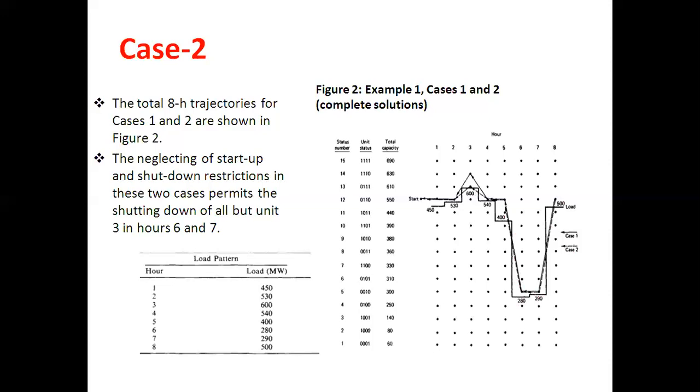But now we look at the dotted line, that is case 2. It starts from here, and for hours 1 and 2, state 12 is sufficient to meet the load demand.